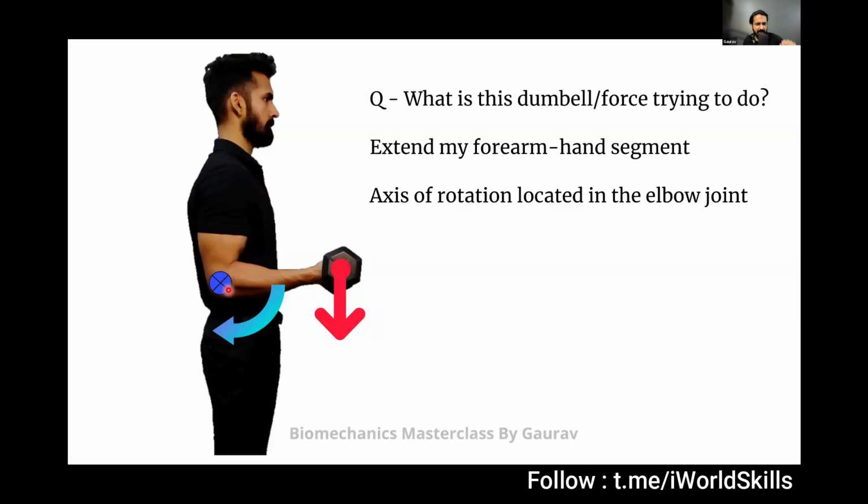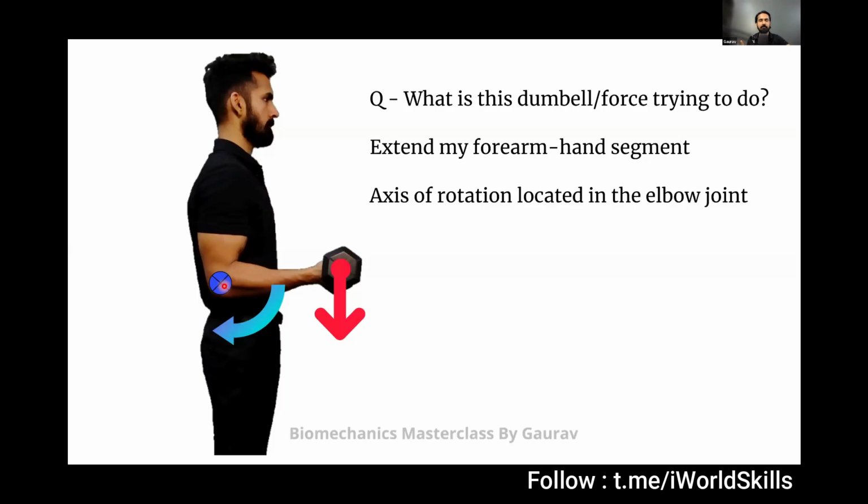Great. So now what we can see is that this external force has the ability to rotate my forearm hand segment about this elbow joint axis. What is this ability known as? Let me know in the chat. Awesome. Kudos to everyone who is answering correctly and spontaneously. Good. This ability is known as torque.